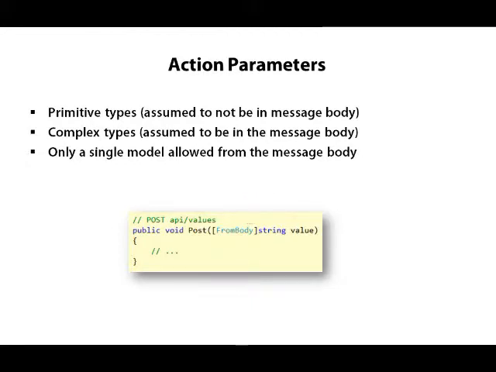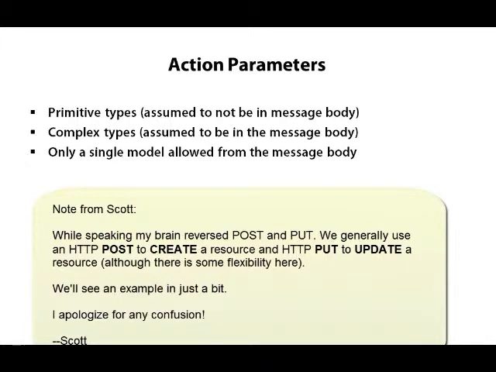Complex types, on the other hand, the Web API assumes they will be in the HTTP message body, like the body of a POST request or the body of a PUT request. POST, by the way, is generally used to update a resource. If we want to update a video, we could post to the video API controller, while PUT is generally used to create a new resource. And of course, GET is to read and delete is to destroy. I'll show you examples of all these in just a bit.